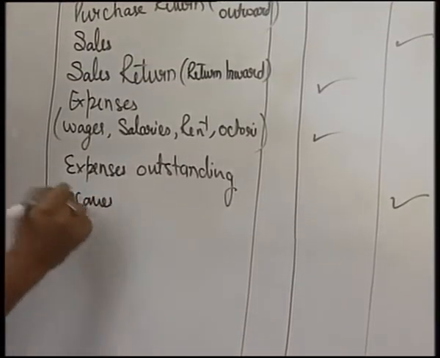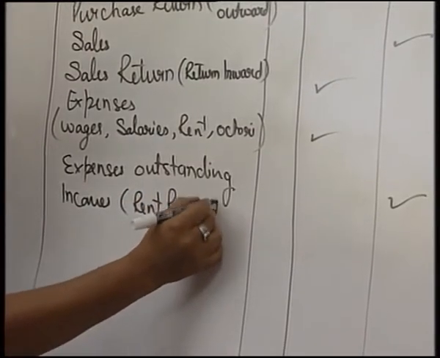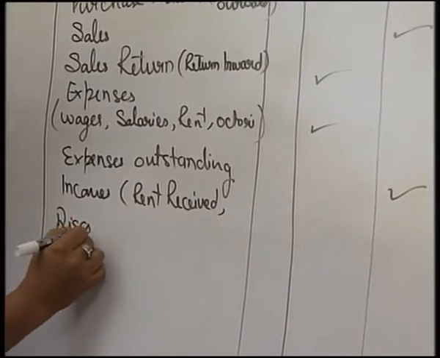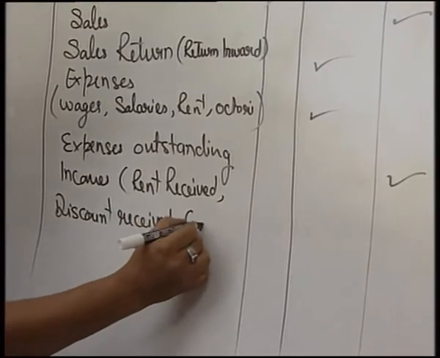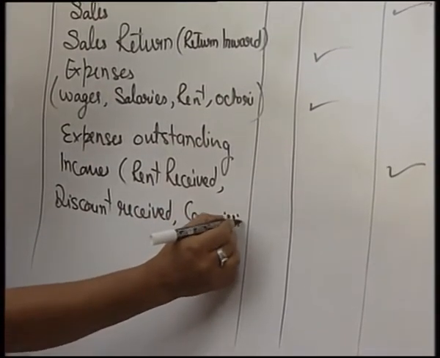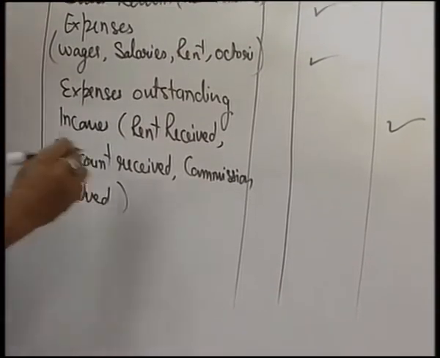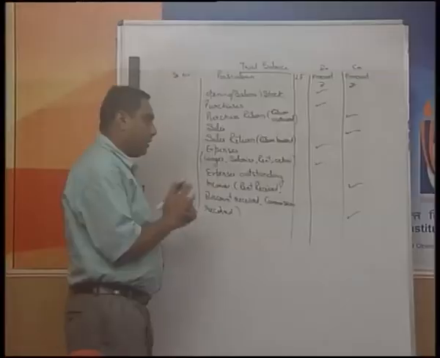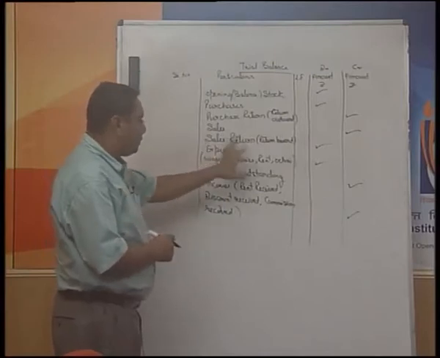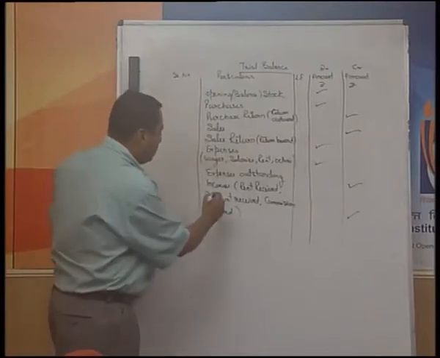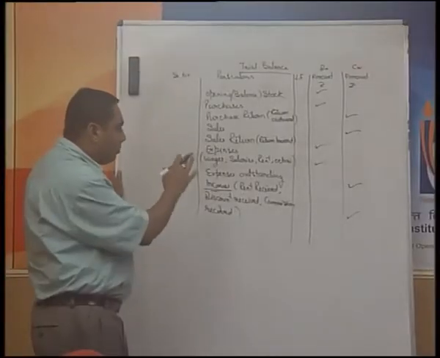Now, these incomes can be in form of the rent received, discount received, it could be the commission received and so on. So, all these incomes are going to have the credit balances. So, what I mean to say is, in case if there are expenses, simple expenses, debit balance. In case if there is incomes, then incomes are always going to have the credit balance. So, there could be many more things.